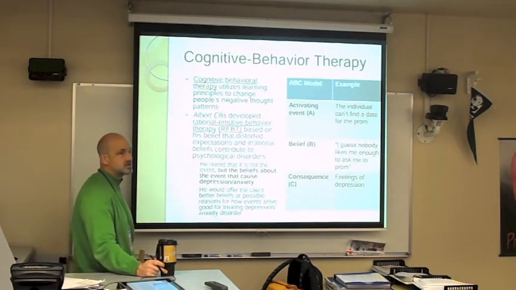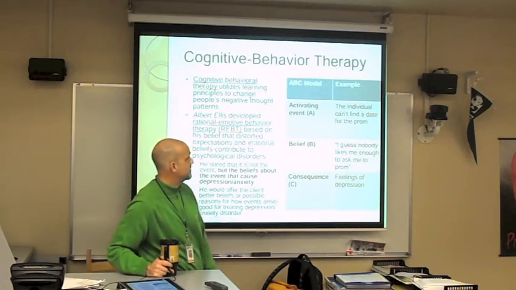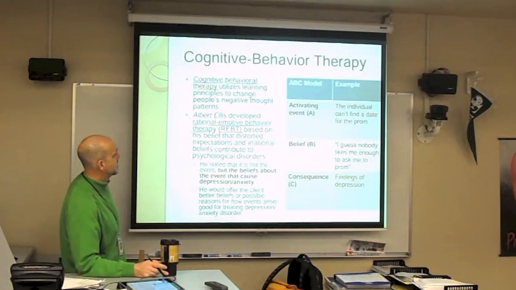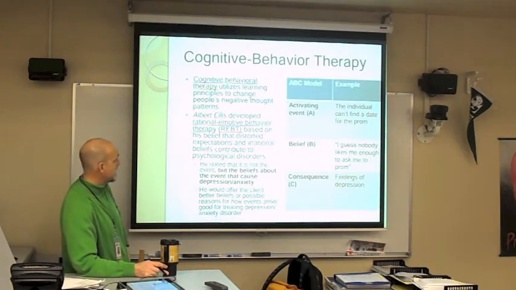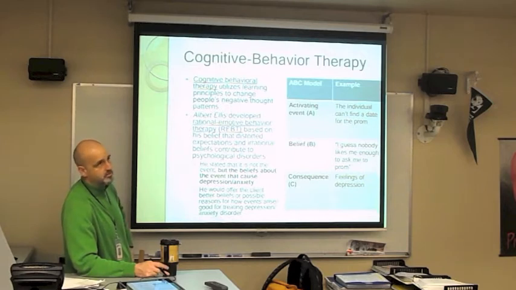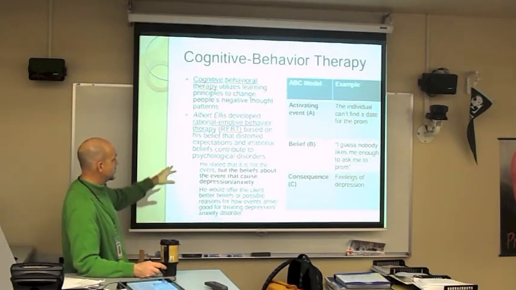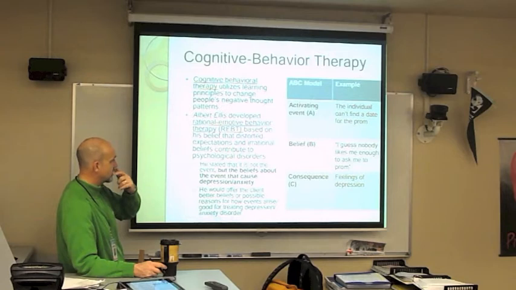Now, the third type of behavioral therapy is called cognitive behavior therapy. Cognitive behavioral therapy utilizes learning principles to change people's thoughts. Thoughts being cognitive. So in other words, what cognitive behavioral therapy believes is your actions affect your thoughts, and your thoughts can affect your actions. Now, Albert Ellis developed rational emotive therapy called REBT, and it's based on the belief that distorted expectations and irrational beliefs contribute to psychological disorders.